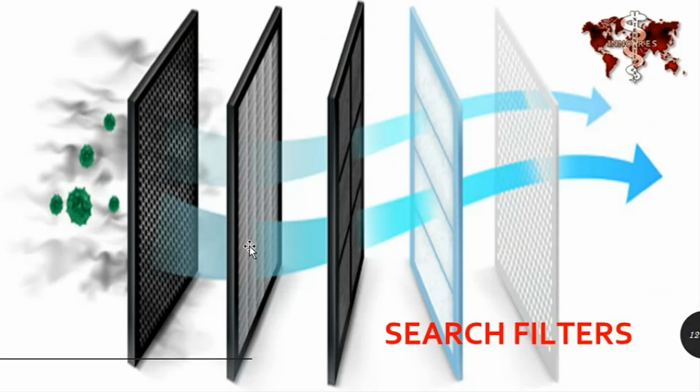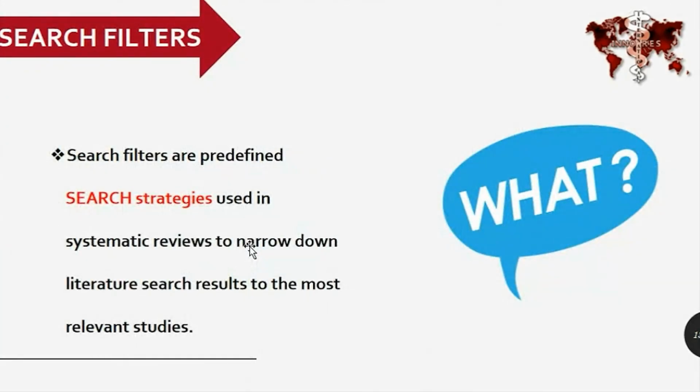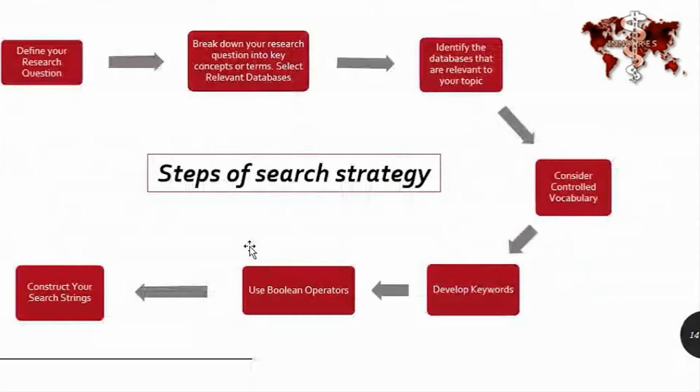Now, we need a strong search filter to ensure that only the most relevant articles are included in our systematic review. So, what are search filters? They are predefined search strategies used in systematic reviews to narrow down the literature search results to the most relevant studies. I think it is pretty self-explanatory in that regard.